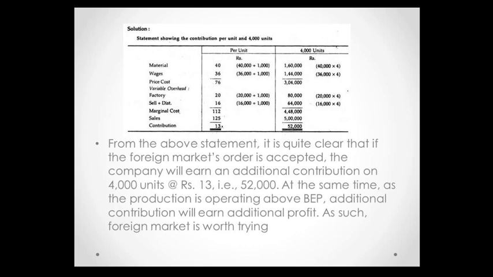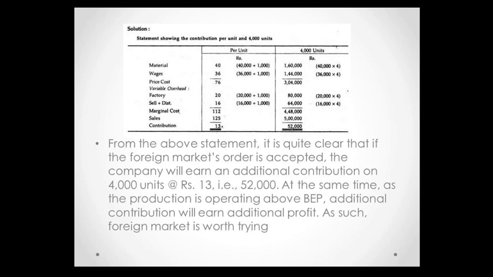Factory overheads, we have to add only the variable cost. That is the selling and distribution overheads, and it comes to 80,000 and 60,000. So the total marginal cost is 4 lakh 48,000, and the sales price should be reduced to 125 rupees.